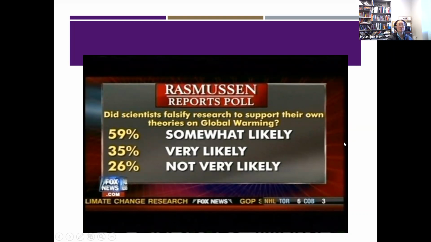How about just a simple chart, a table? Did scientists falsify research to support their own theories on global warming? I guess that word changes to climate change. Somewhat likely, very likely, not very likely.